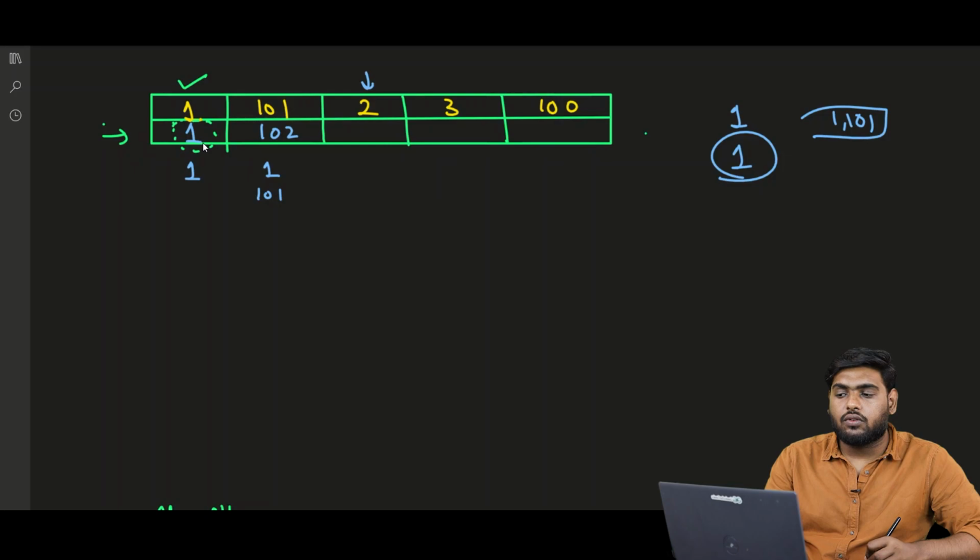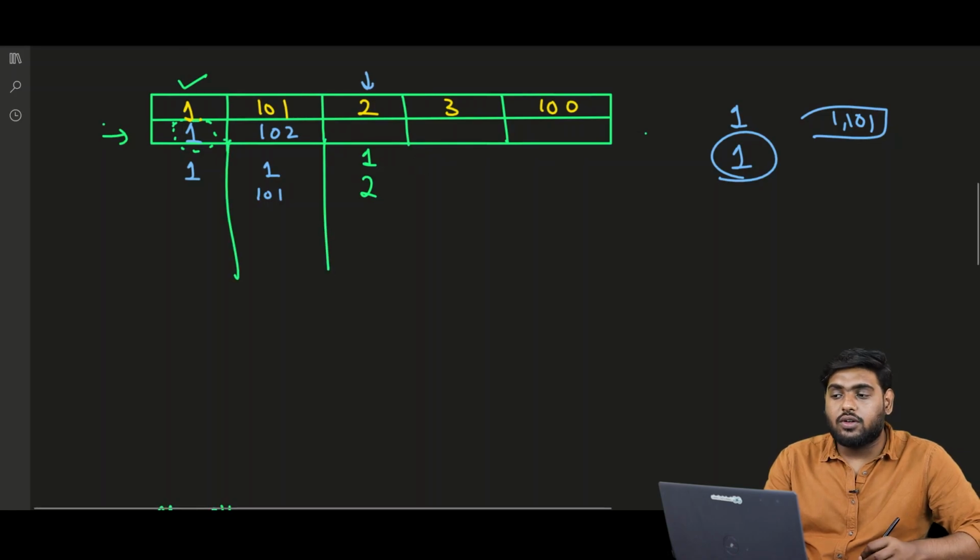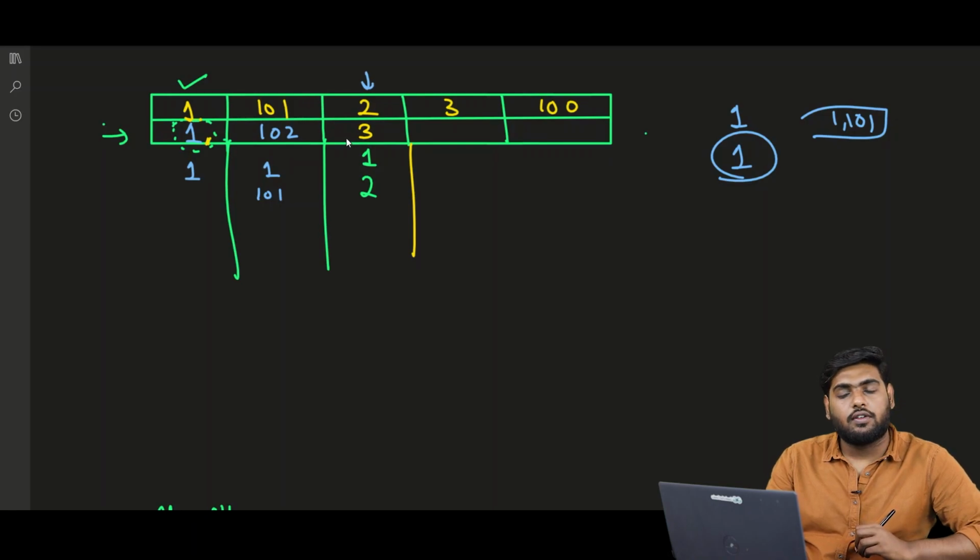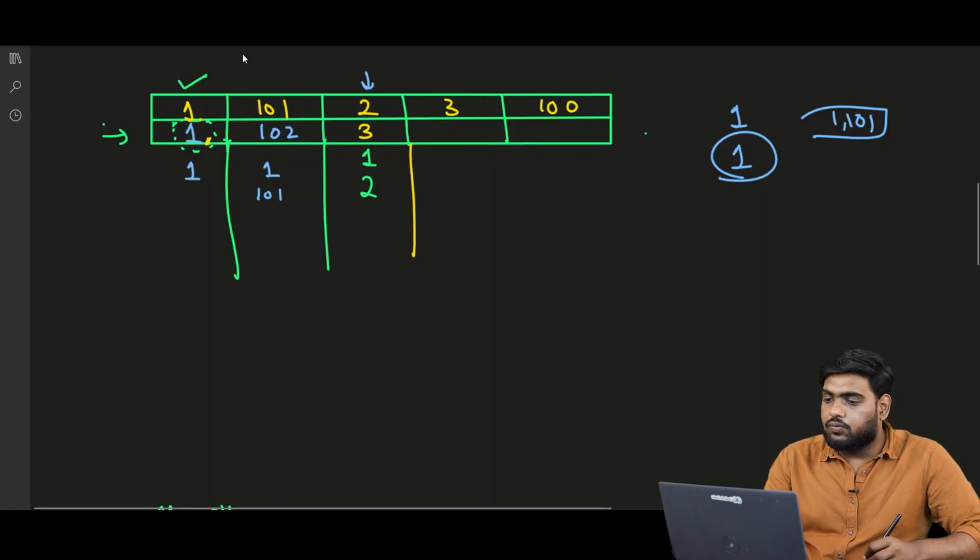What will we do? We have 1 here. Now we add 2 to it. 1, 2, a strictly increasing subsequence, correct? That means it can be considered. Now what is the sum? Already existing is 1. We add 2 to it, it will become 3. Fine. Now let's come to this 3.